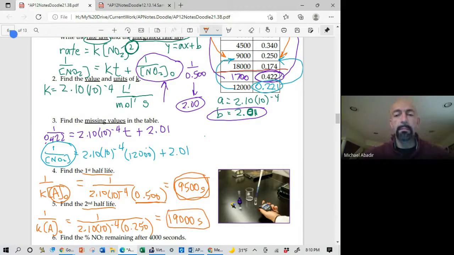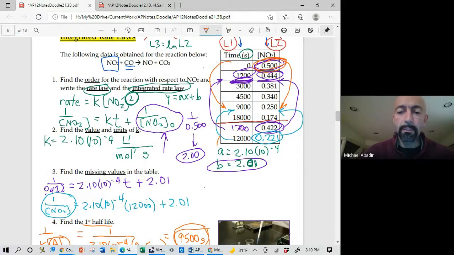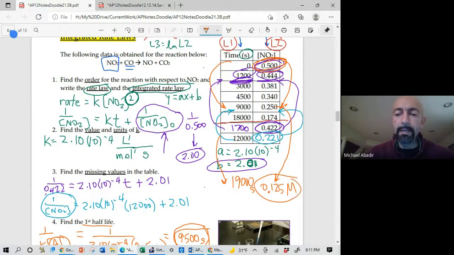So what's interesting is that we'll see if it makes sense, first of all. 19,000 seconds. We don't have 19,000 seconds on here. So I'm just going to go like this and write 19,000. And then does it make sense that we would have half of 0.250 right here, which is 0.125? Yes, it does. That's going to be a molarity, because this is less than the highest value we have right here. Like 18,000 was our highest time. Now we're at 19,000. So it's a little more than 18,000. And look, the 174, it went down even more to 0.125.